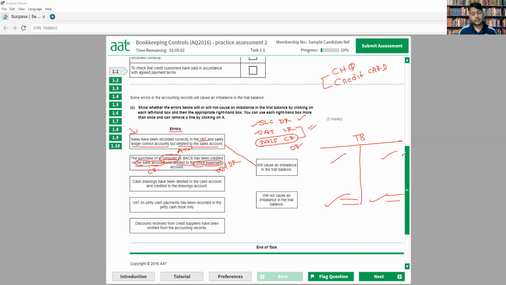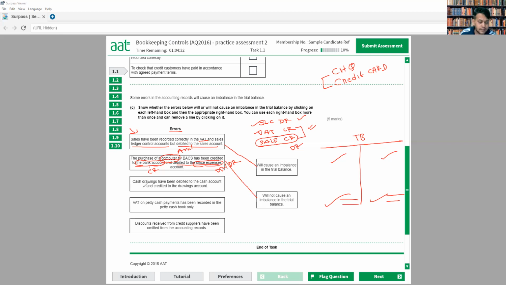So that's the reason, even if something is a debit and something is a credit, even if we do the opposite, so debit goes to the credit side and credit goes to the opposite side, it will match. Here the bank is a credit, that's fine. But instead of writing the computer, we wrote office expense, but both are debit. So that's the reason the trial balance will match and it will not cause an imbalance.